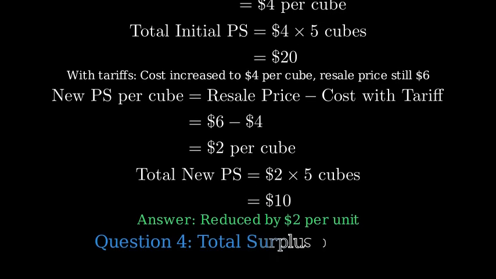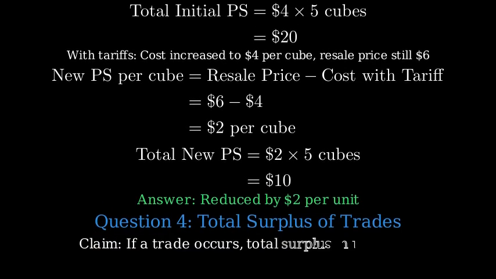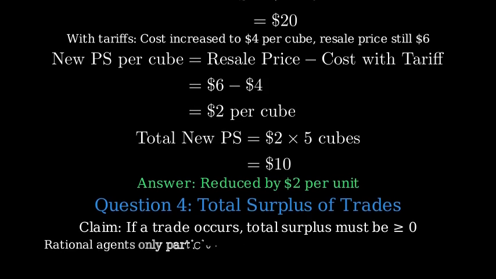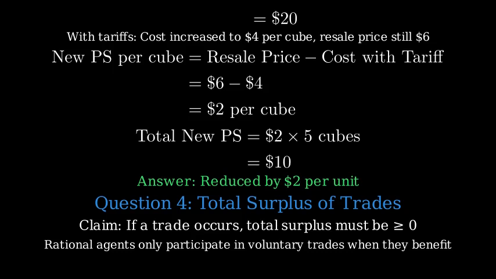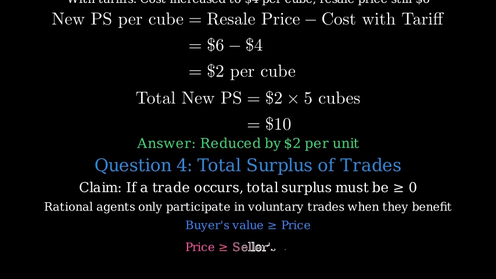Now, let's look at question 4. The claim states, if a trade occurs, that must mean total surplus of the trade is greater than or equal to zero. This relates to a fundamental principle in economics. Rational agents only participate in voluntary trades if they benefit, or at least don't lose from the transaction. For a trade to occur voluntarily, the buyer must value the good at least as much as the price they pay, and the seller must value the price received at least as much as their cost.